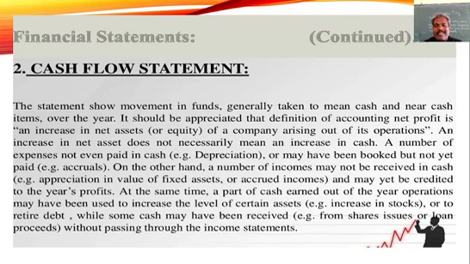At the same time, a part of cash earned out of the year's operations may have been used to increase the level of certain assets, for example, increase in stocks, or to retire debts, while some cash may have been received, for example, from shares issued, loans from others, or issue of debentures, without passing through the income statement. So we will get some information directly. So these are all the items posted in the funds flow statement as well as cash flow statements.